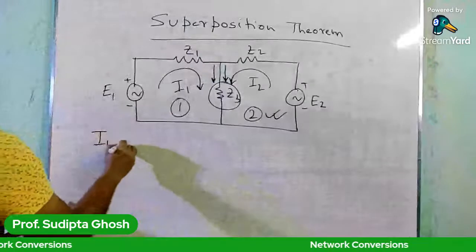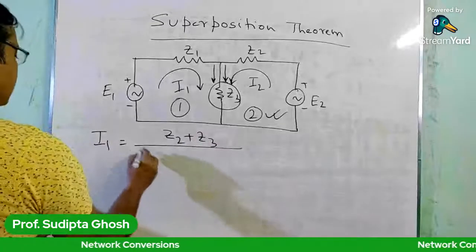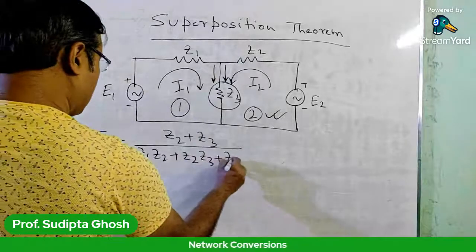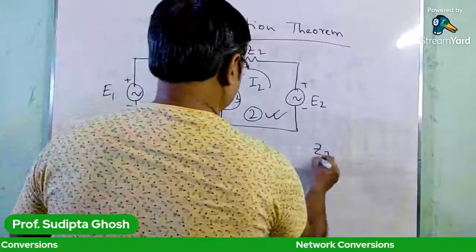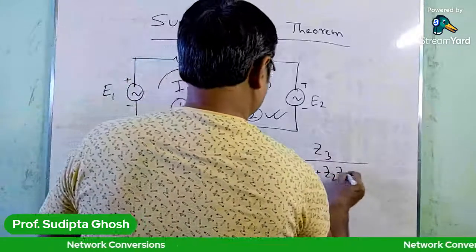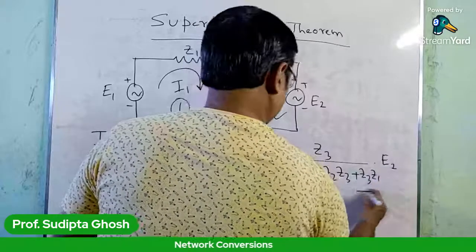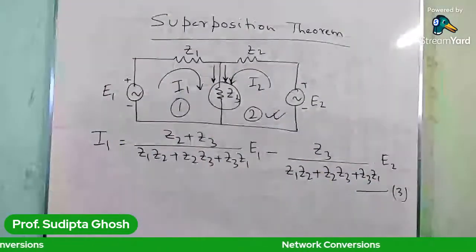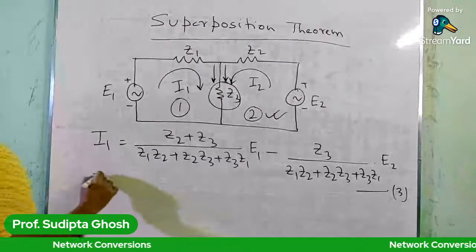I1 equals (Z2 plus Z3) divided by (Z1 Z2 plus Z2 Z3 plus Z3 Z1) into E1, minus Z3 divided by (Z1 Z2 plus Z2 Z3 plus Z3 Z1) into E2. Let it be equation 3. This is the value of I1. You can find this value of I1 by simplifying equations 1 and 2.